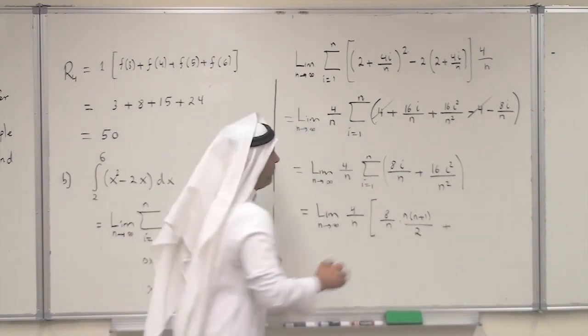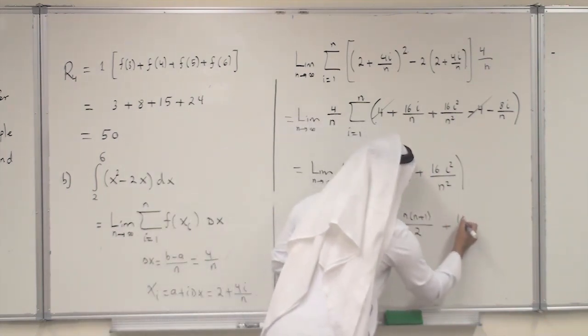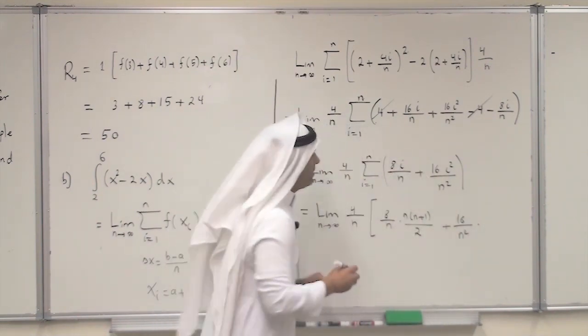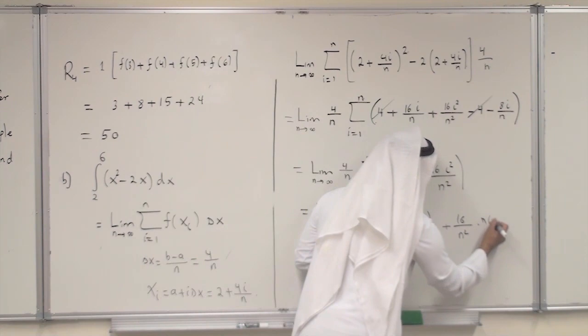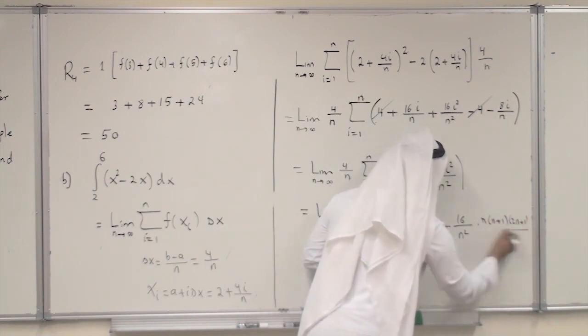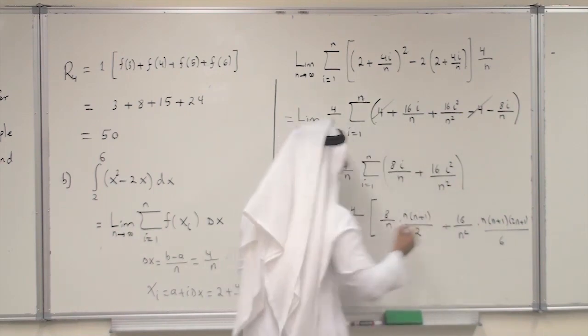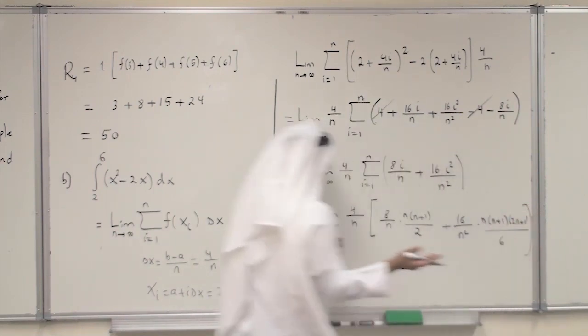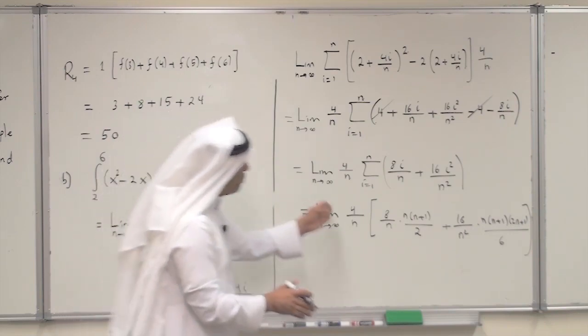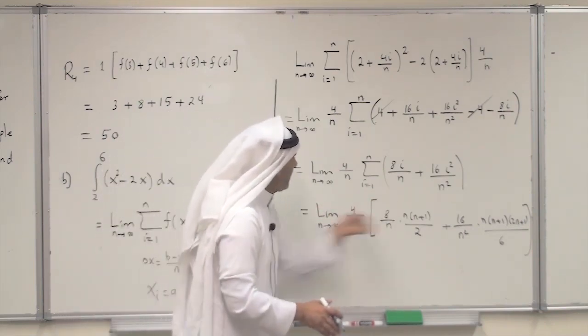For the next term, forget about 16 over n squared. It has nothing to do with i. I'm summing i squared. What is the sum of i squared? It is n(n+1)(2n+1) divided by 6. This is what we have, without summation now. We simplified it. Now the only thing we need to do is multiply and then take the limit.